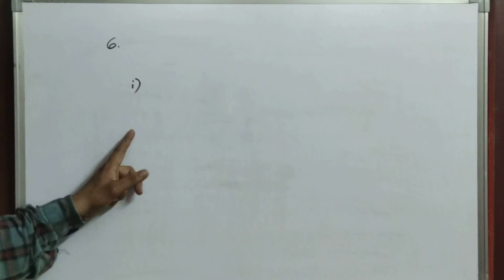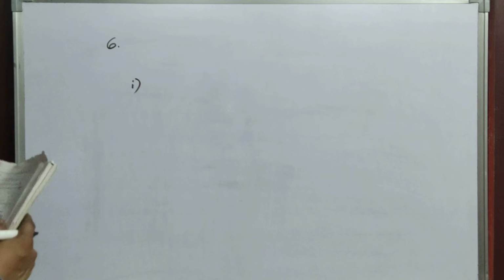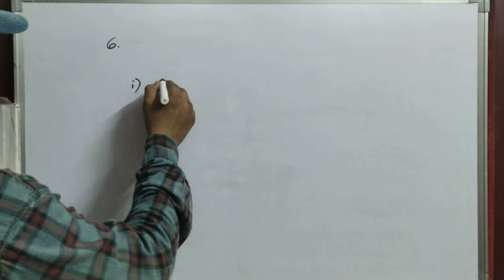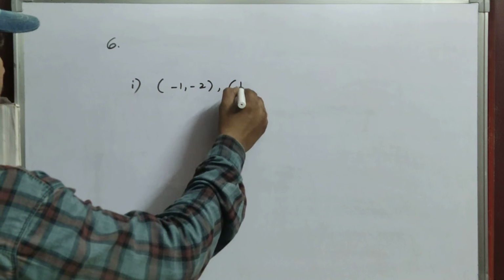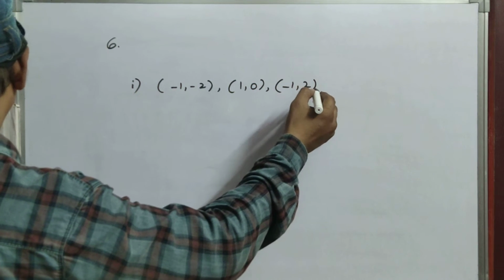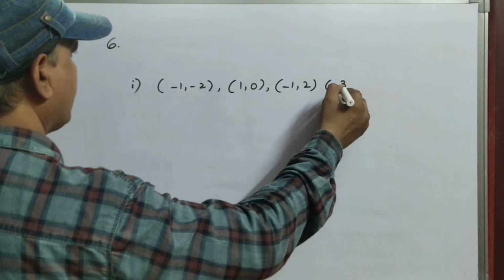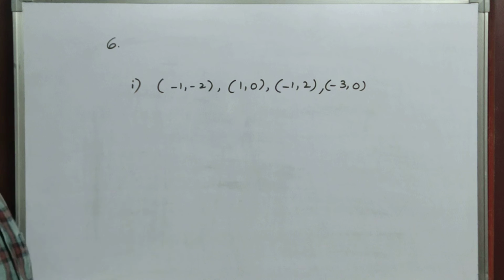I am not solving it, I am just telling you how to do the sum. Here they have given the points -1, -2, 1, 0, -1, 2, -3, 0, like this it is given. So 4 points are given. Like that the second and third questions are also given.